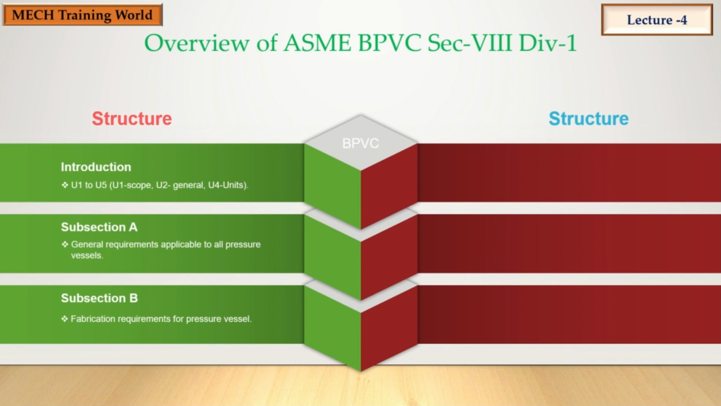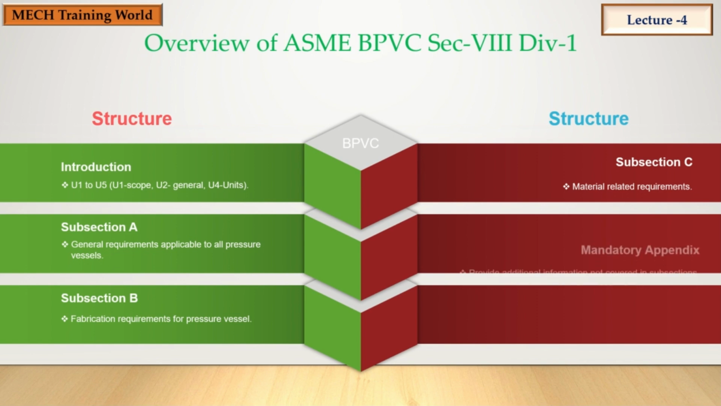And next one after Subsection B is Subsection C, guys. It covers material related requirements. That means the major materials used for pressure vessels are carbon steels, low alloy steels, and stainless steels. All the information about the materials you will get from this Subsection C only.